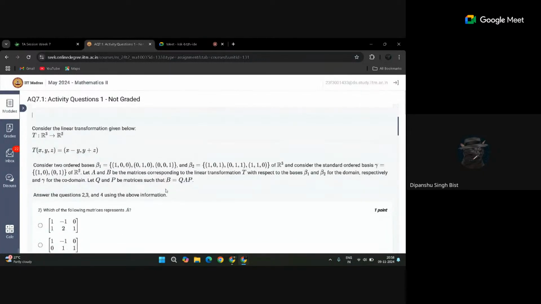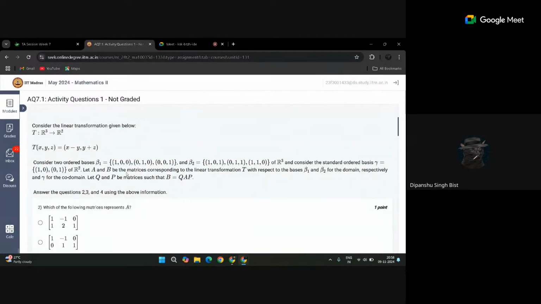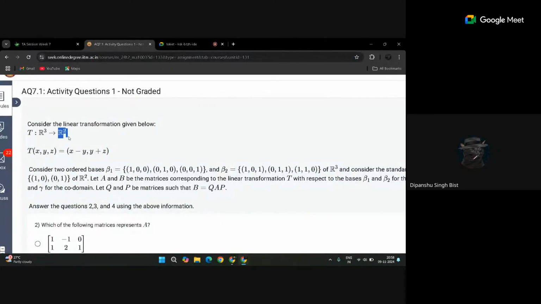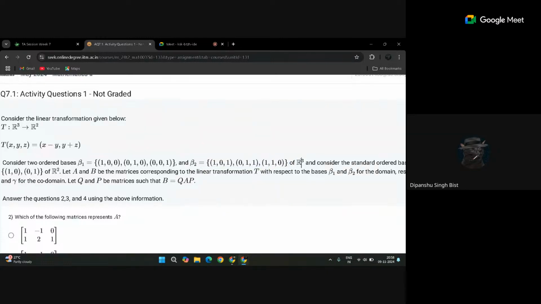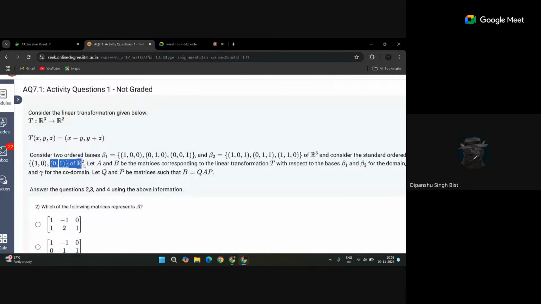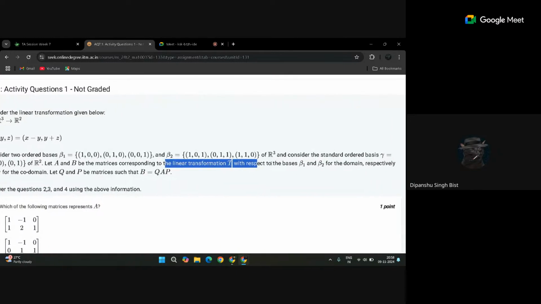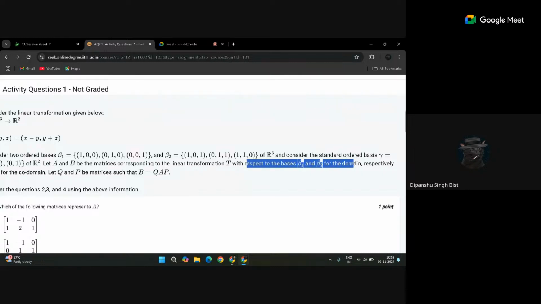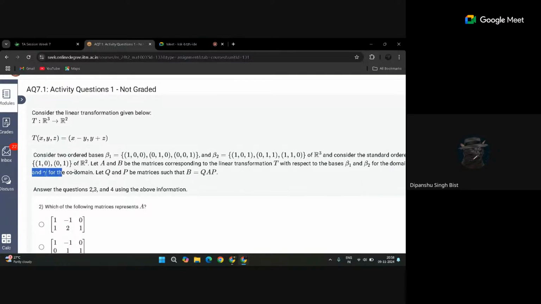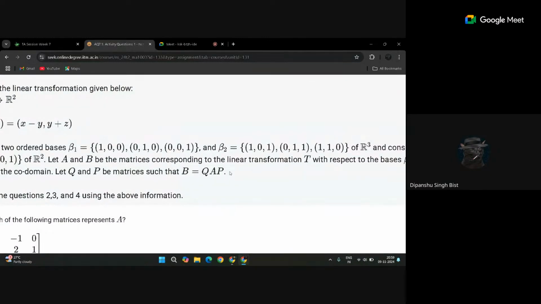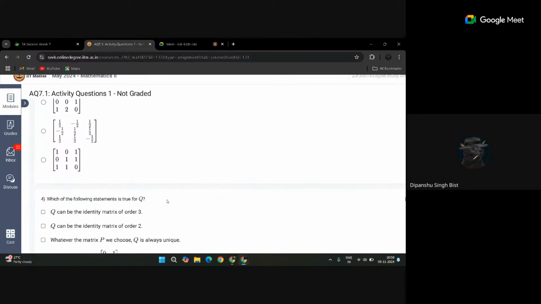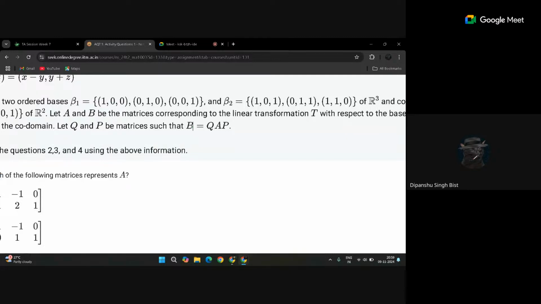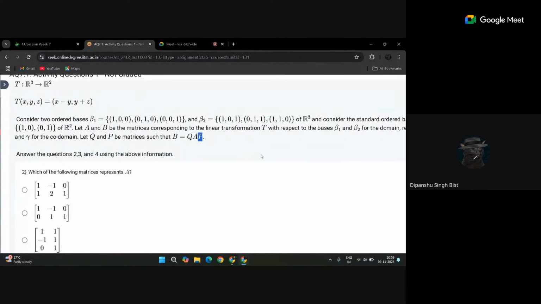Now, moving on to the next question, we have a transformation that is defined from R3 to R2. This is your transformation, and it is asking to consider two bases. This is the first basis, this is the second basis of R3, and consider the standard ordered basis of R2. Let A and B be the matrices corresponding to the linear transformation T with respect to the bases B1 and B2 for the domain respectively, and gamma for the codomain. Let Q and P be the matrices such that B is equal to QAP. Now, which of the following matrices represents A? So your first question would be which matrix represents A, second would be which matrix represents B, and third would be which matrix represents Q and P.